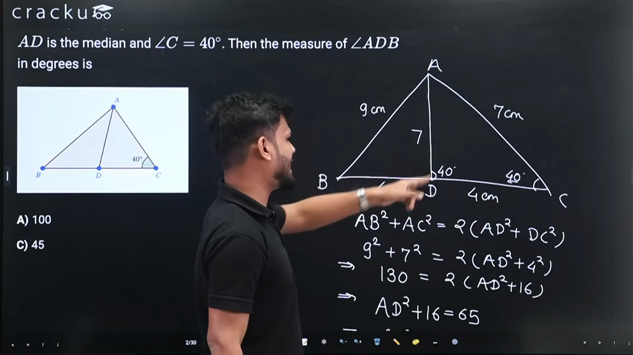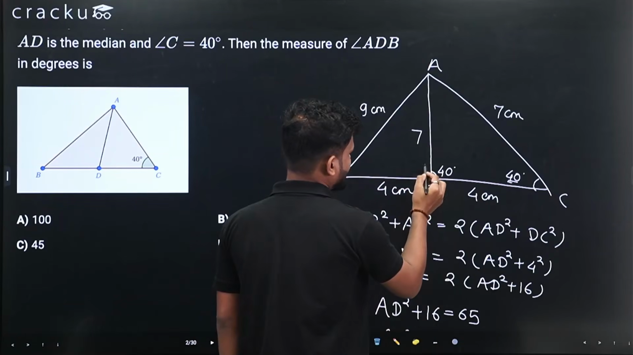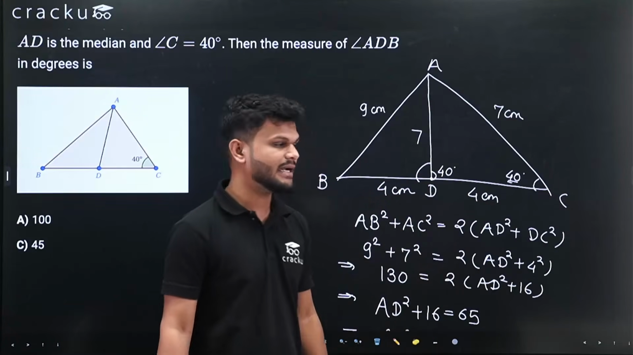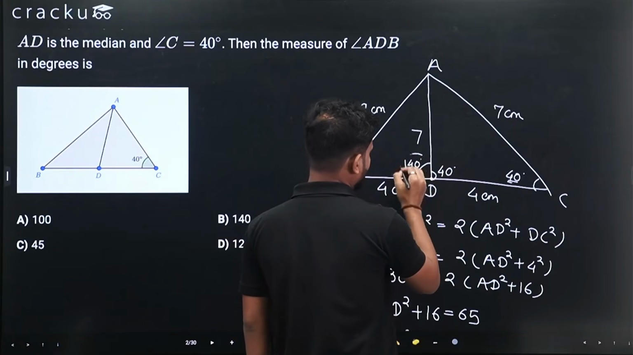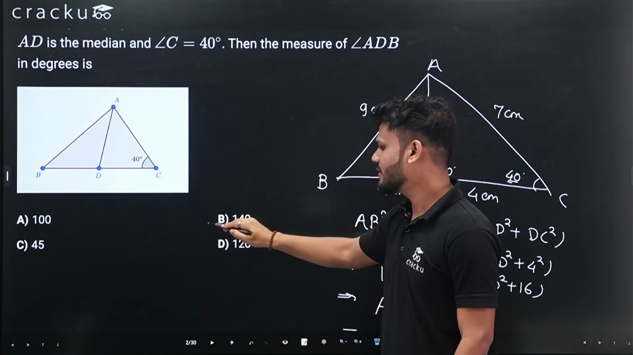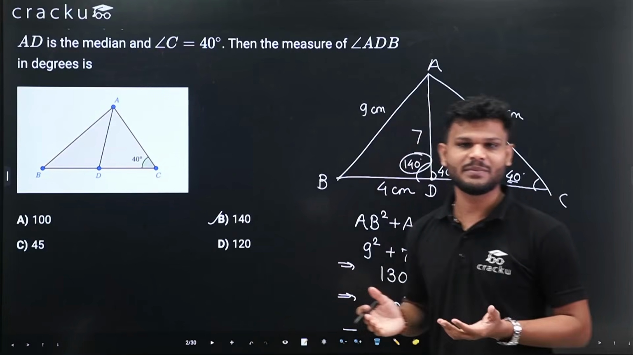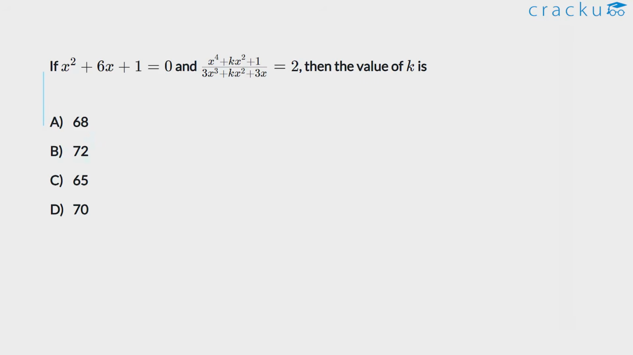We need to find ADB. It means this angle. So these two angles will be supplementary. If this is 40, this one will become 140 degrees. So the answer to this question will be 140 degrees. Angle ADB is 140 degrees.